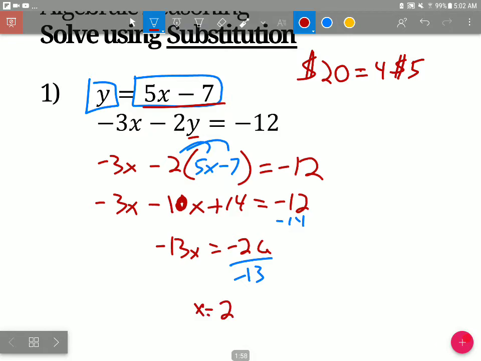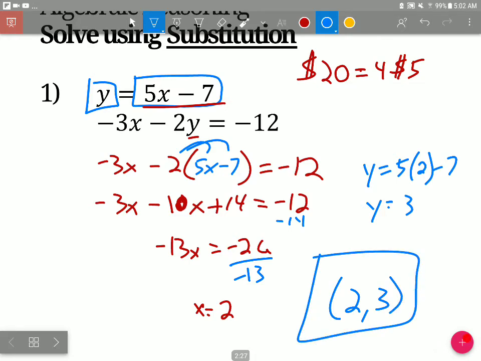Okay? And then for the y, for the y, we just take that 2 and we plug it in for x. One of these two. Now I'm going to take the first one because y is already solved for. So I'm going to go ahead and just plug it in there. Y equals 5 times 2 minus 7, which 5 times 2 is 10, minus 7 is 3. So your answer is 2, 3. That is the point where these lines intersect.